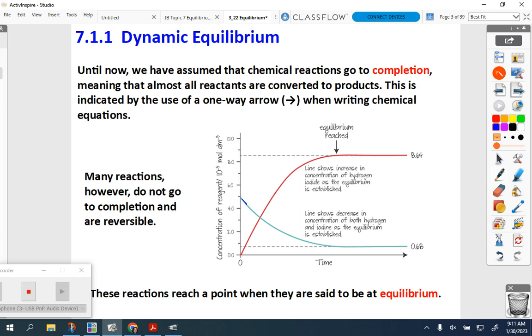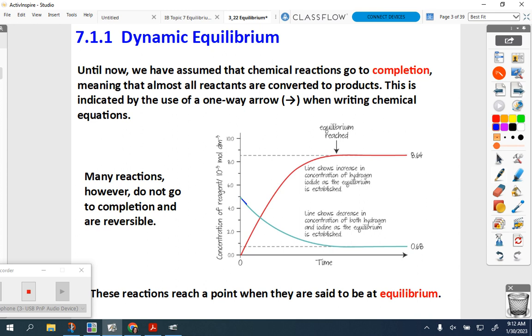And what's happening here, the reactants don't go to 0 because the reaction is two-directional. So some of the products are going to be converted into reactants at the same time that reactants are being converted into the products. Both the forward and the reverse reaction are taking place at the same time when we're at equilibrium.